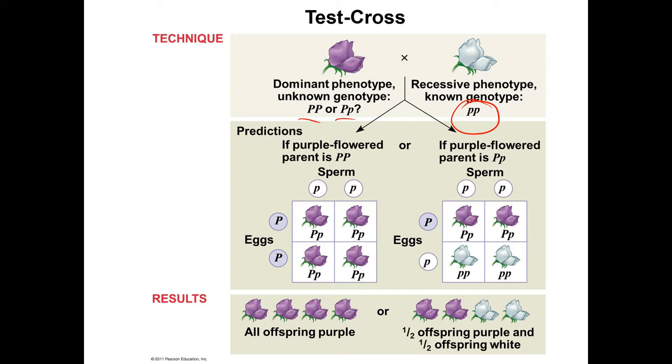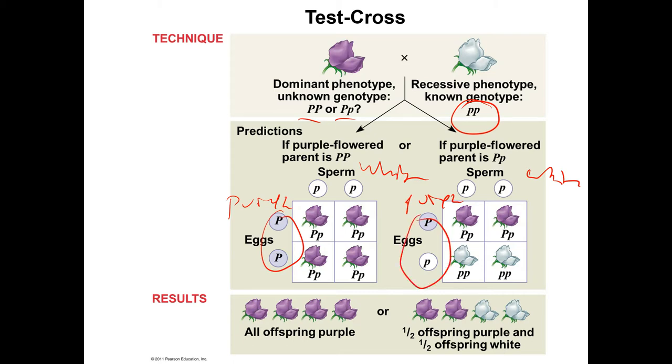So you set up 2 possible crosses. Here you have your sperm in this example, expressing the homozygous recessive phenotype, so white flowers. And here we have purple. Here we have white, here we have purple. The only difference is that this individual is homozygous dominant, and this individual here is heterozygous.